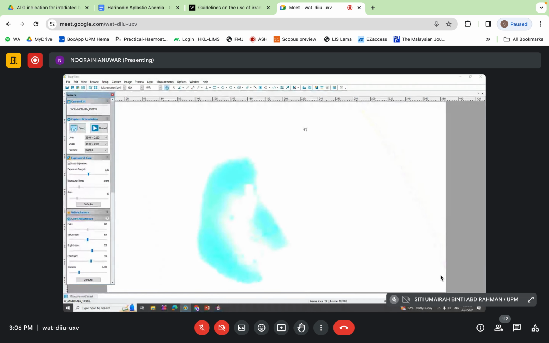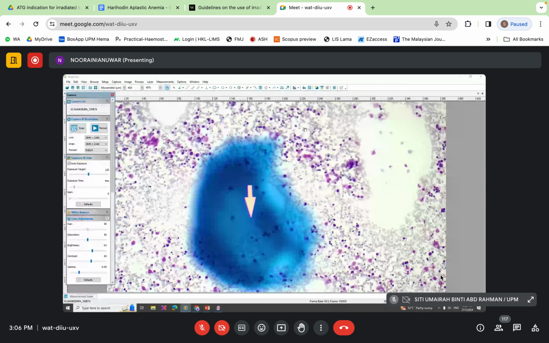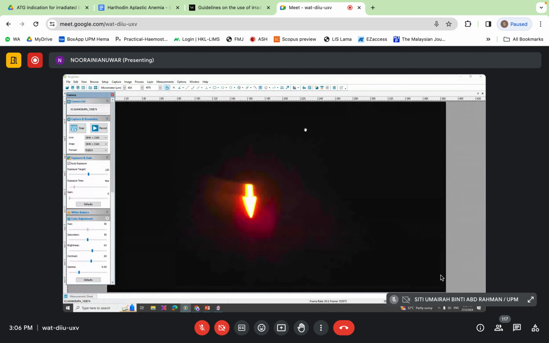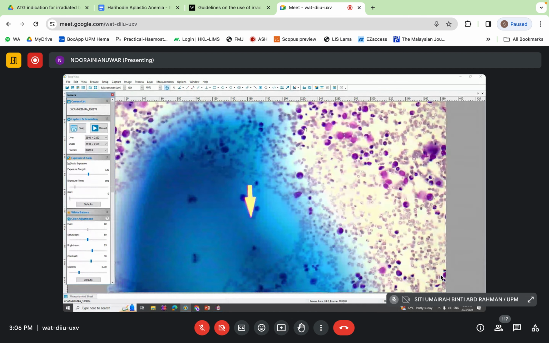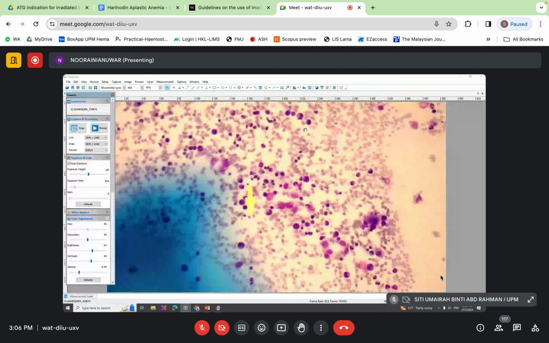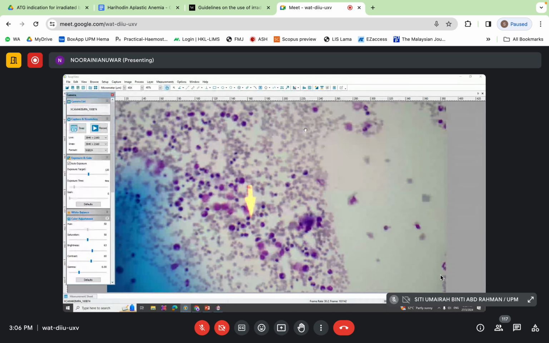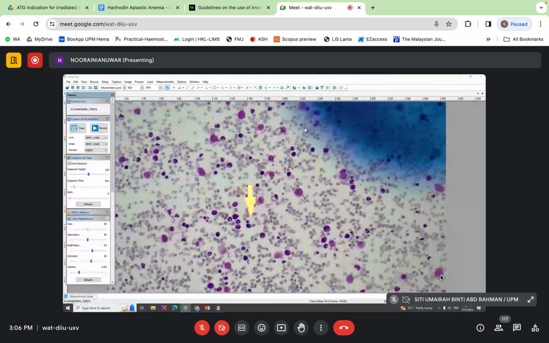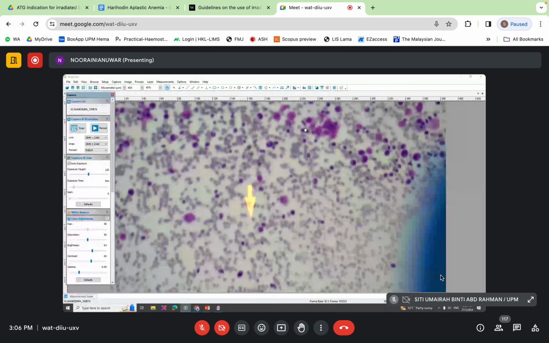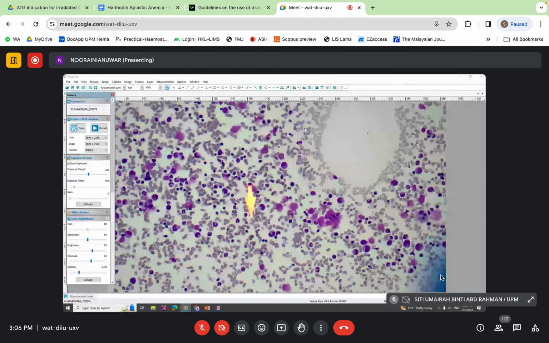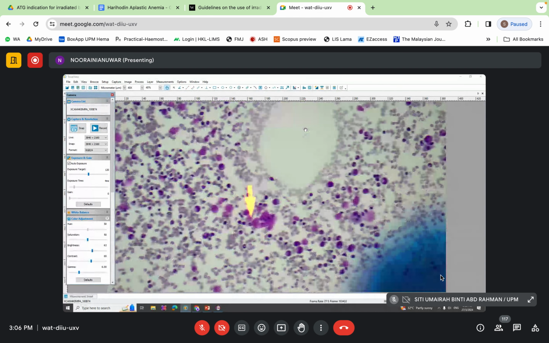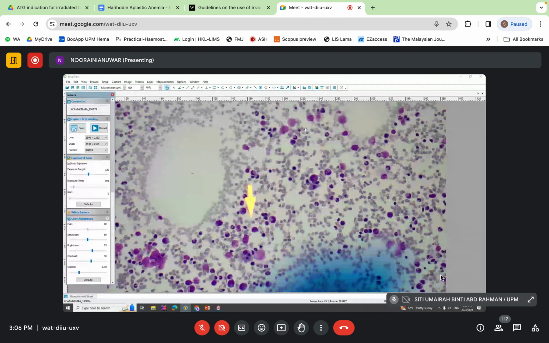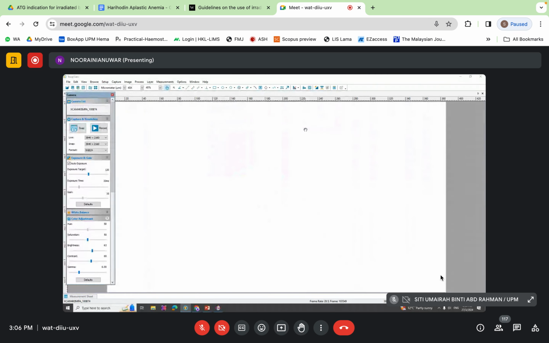Because we have to search for hemophagocytic activity, I marked the areas. It is a referred case to exclude HLH. You have to search for it to see whether it is present.